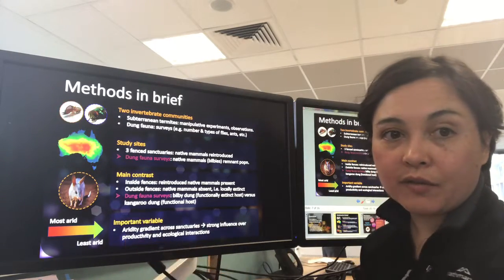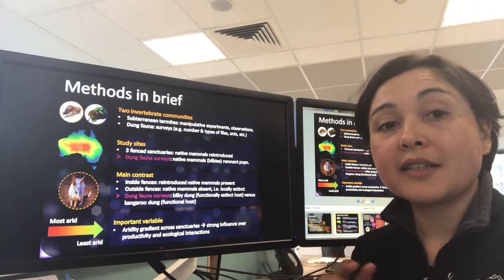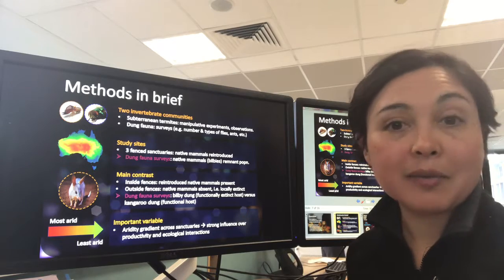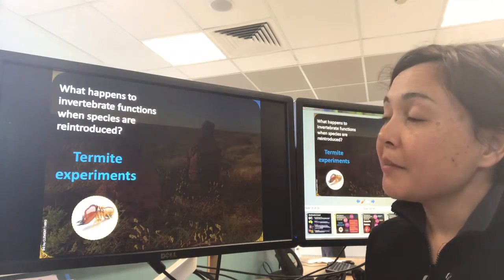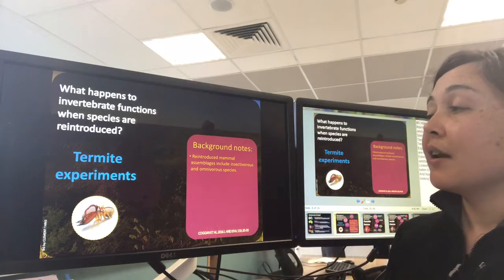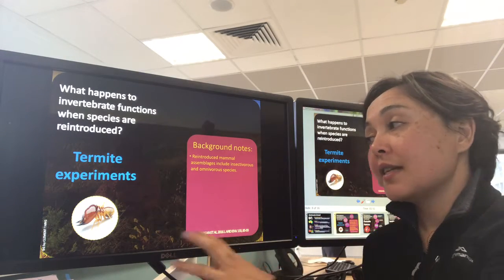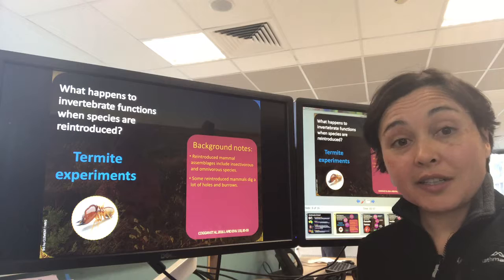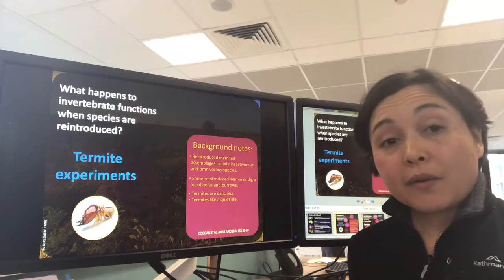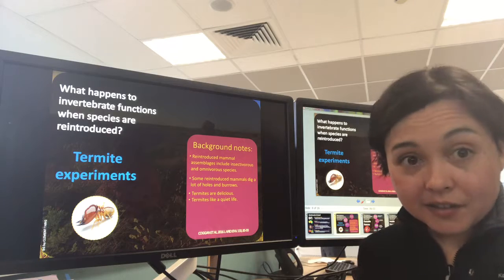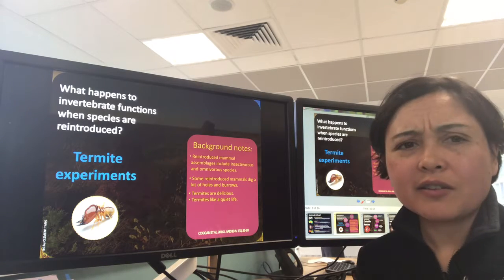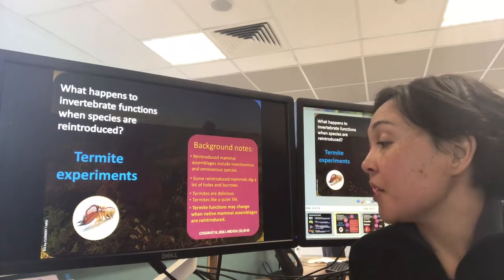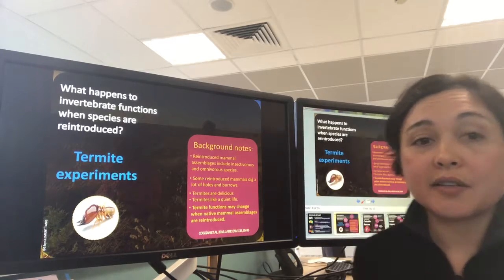Throughout my sites, there was an important overarching variable of aridity, which has an influence on productivity and therefore resource availability for termites, for example. So for the termite experiments, the background notes, as I said, were that reintroduced mammal assemblages at the sanctuaries included insectivorous and omnivorous species. Some of those animals were engineers digging a lot of holes and burrows. There were also, as insectivores, termites happen to be delicious, eaten by a lot of things, but they also, on the other hand, like to have a quiet life.